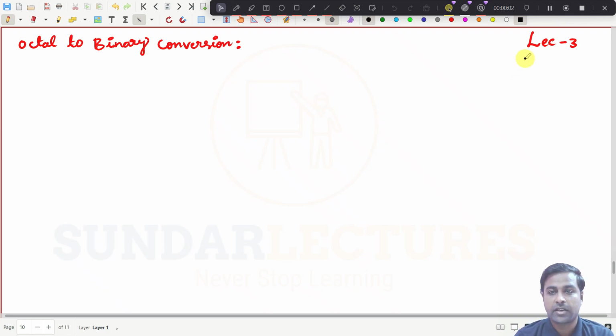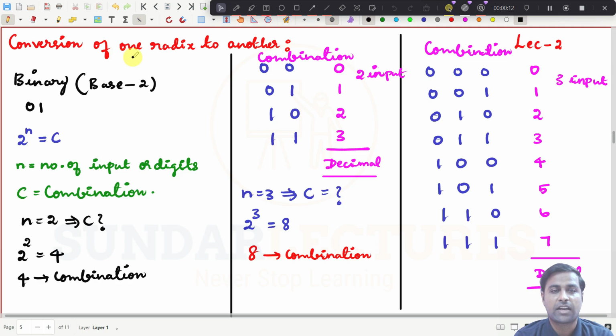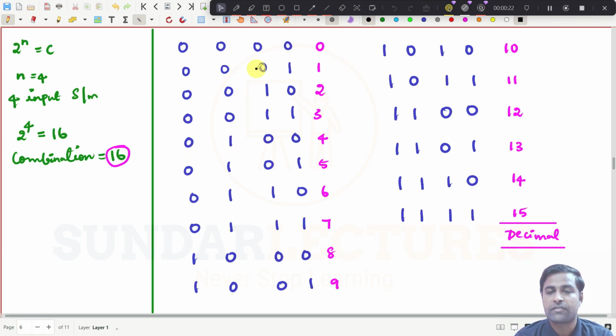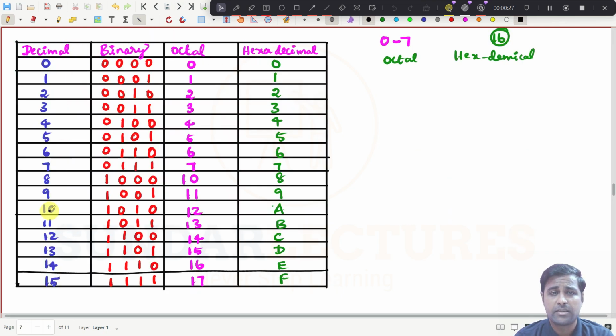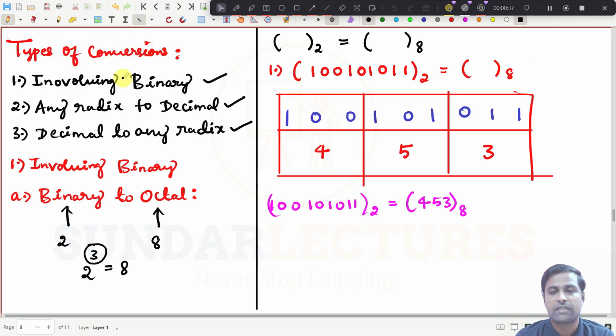Welcome to Sundar's lecture. This is lecture number 3, and in this lecture we are going to see octal to binary conversion. See what are all the topics we have seen in the previous class. We have started with the conversion of one radix to another radix, and we have gone for binary, the basics of binary, what is a 2 input system, a 3 input system, and then a 4 input system, and how we can represent the decimal numbers 0 to 15 with binary, octal, and then hexadecimal, right? We have seen this in the previous class.